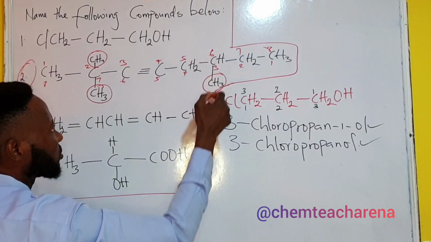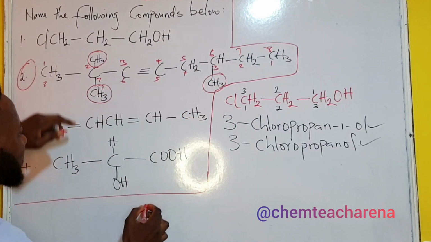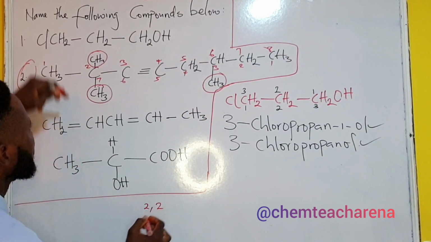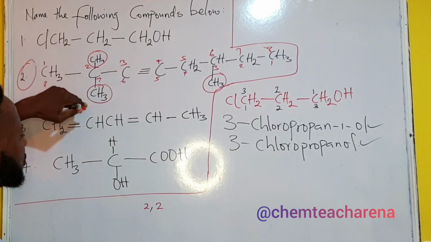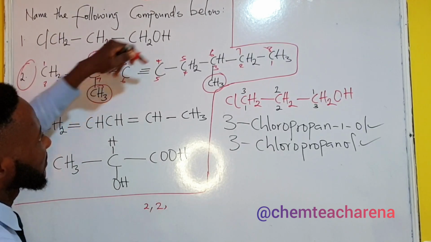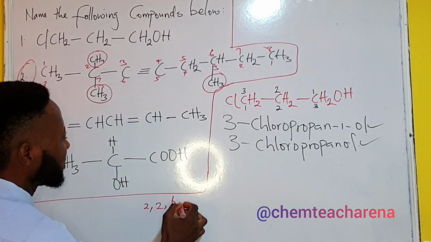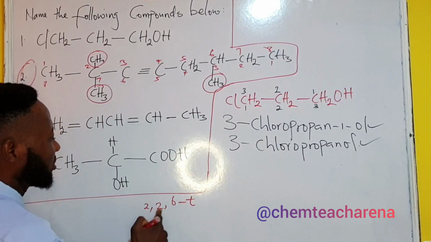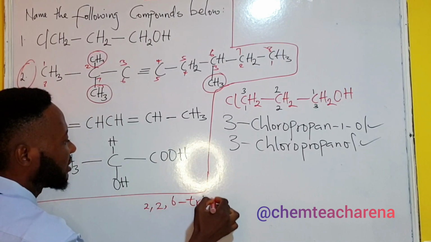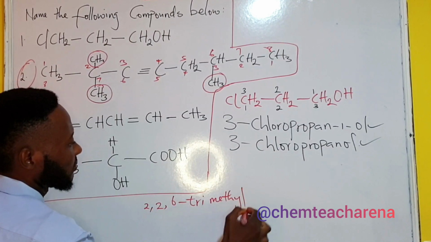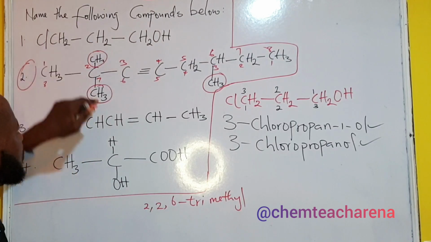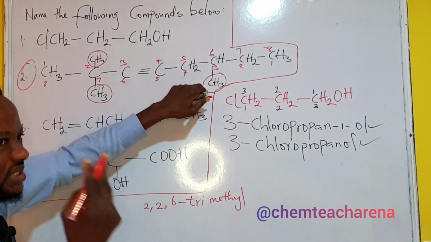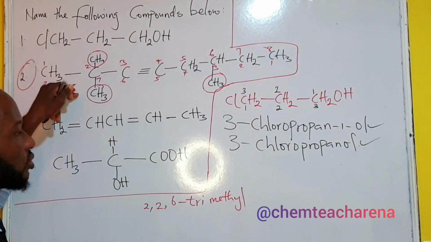I have this. So how many do I have now? I have 2 2, because at position 2 I have 1 2 2 2, comma, then position 6, 2 6, then 1 2 3. That is methyl, because this is 1 methyl, 2 methyl, another methyl. So methyl is 3, that is tri. If it were to be just 2, it should be di.